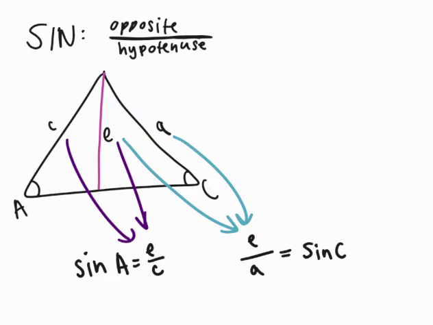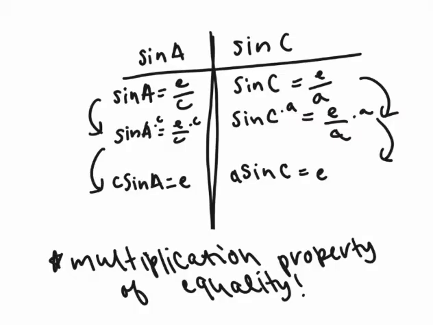Then the next thing we're going to do is use the multiplication property of equality for both, and multiply sine A equals E over C by C, so that the E is isolated on one side of the equation. So E equals C sine A.